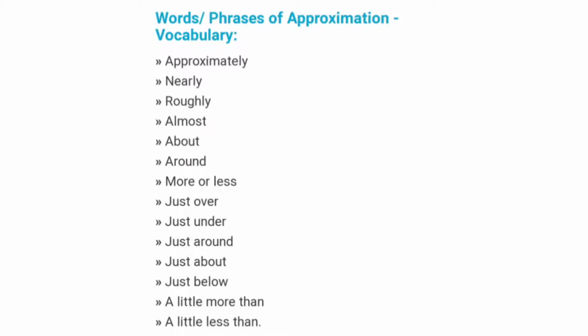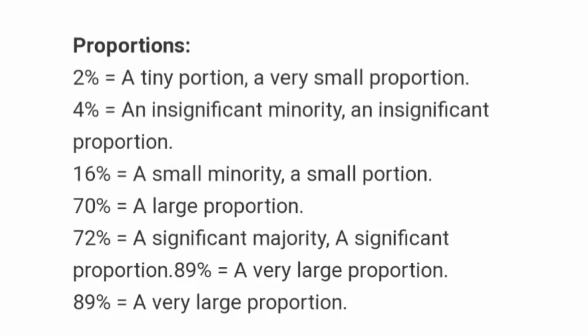And now let's move to the word phrases of approximation. Firstly, you can say approximately, nearly, roughly, almost, about, around, more or less, just over, just under, just around, just about, just below, a little more than, a little less than. So, guys, in this way, you can use these verbs and phrases to show approximation in any writing task 1 which is related to pie chart or table chart.